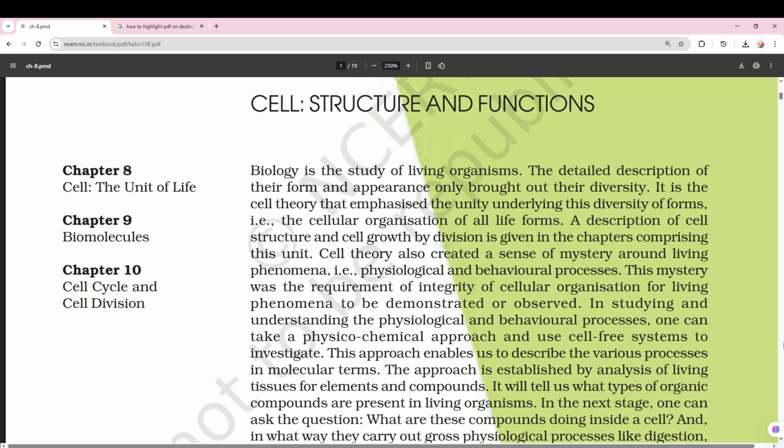Cell theory also created a sense of mystery around living phenomena, physiological and behavioral processes. This mystery was the requirement of integrity of cellular organization for living phenomena to be demonstrated or observed. In studying and understanding the physiological and behavioral processes, one can take a physical chemical approach and use cell-free systems to investigate.